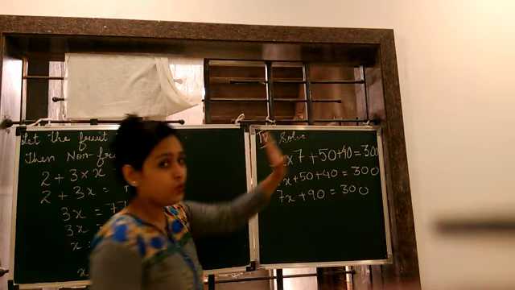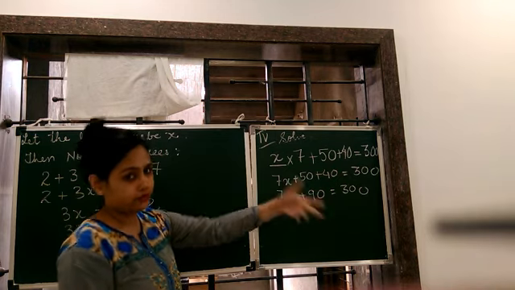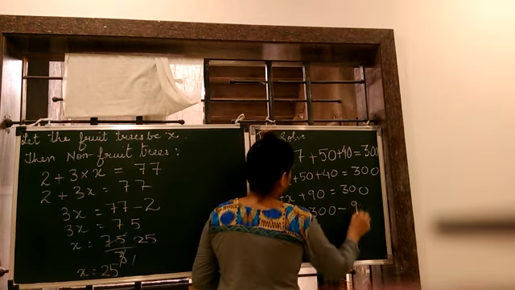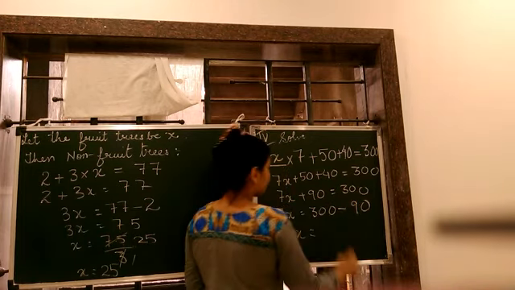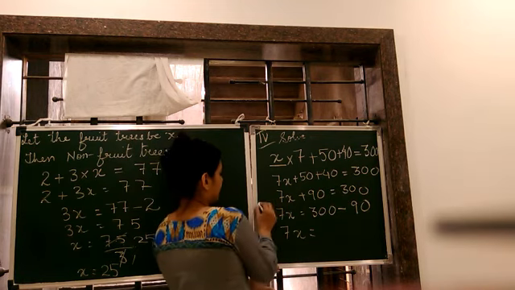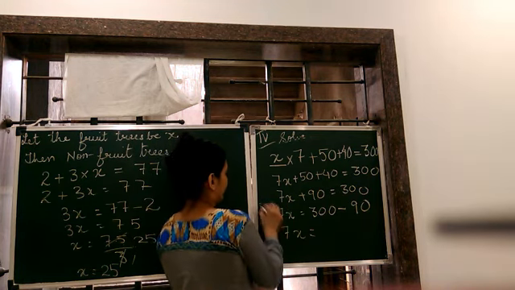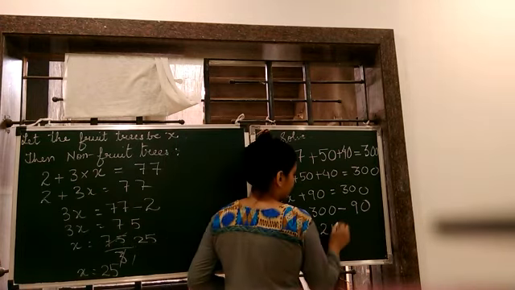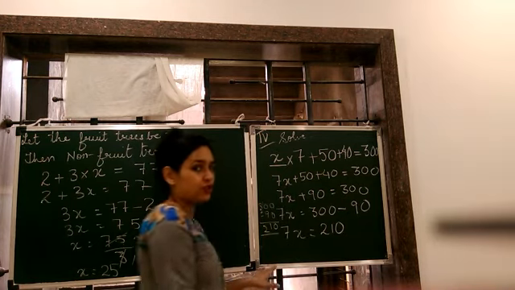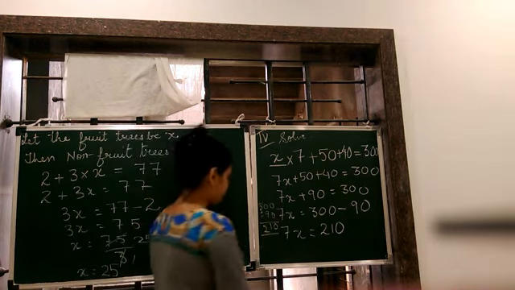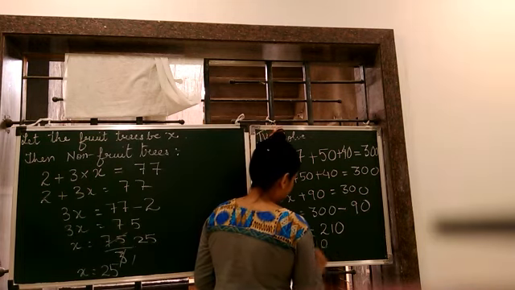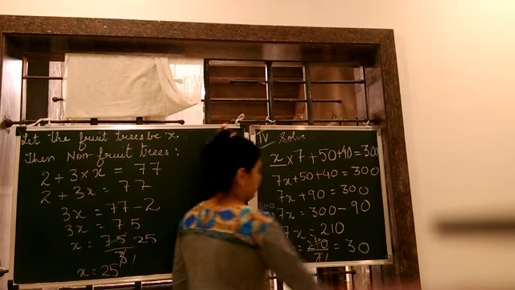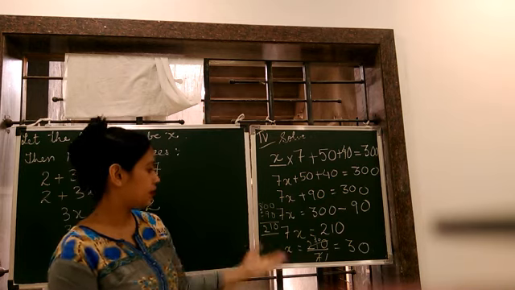90 transposes to the RHS. It is positive, so it becomes negative. So 7x is equal to 300 minus 90. Now we subtract: 300 minus 90 is 210. Now 7 transposes to the RHS. It is in multiplication, so it becomes division. So x is equal to 210 divided by 7, which gives us 30. So this I is what? 30. Got it? So the answer is 30.